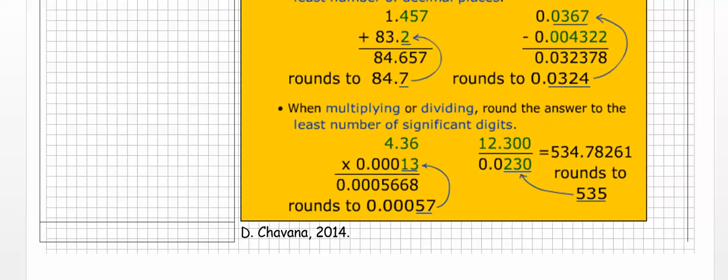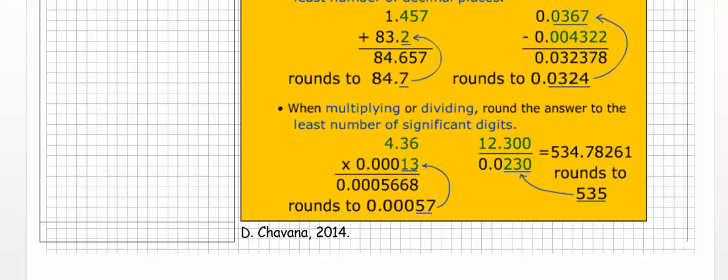4.36 times 0.00013. This time, I'm not concerned about which one is the least precise. I'm only concerned about which one of the two has the least number of significant digits. 4.36 has 3 significant digits, but 0.00013 has only 2 significant digits. I can have only 2 significant digits in my solution, in my product.